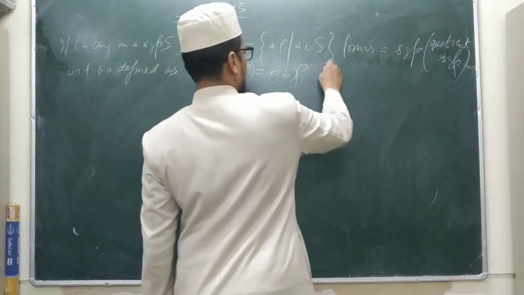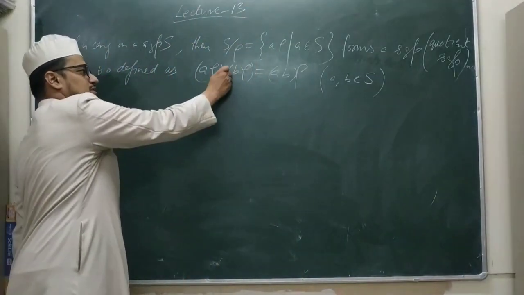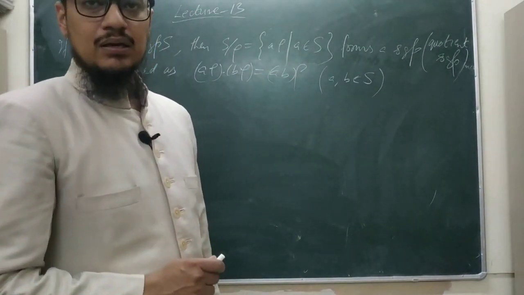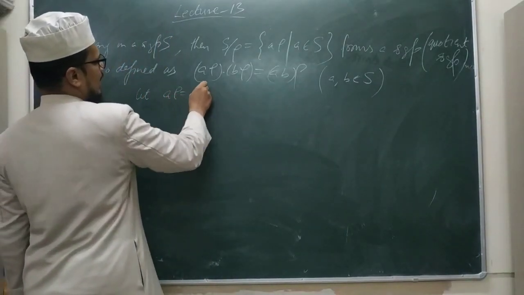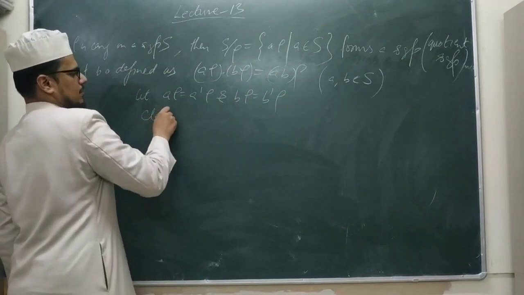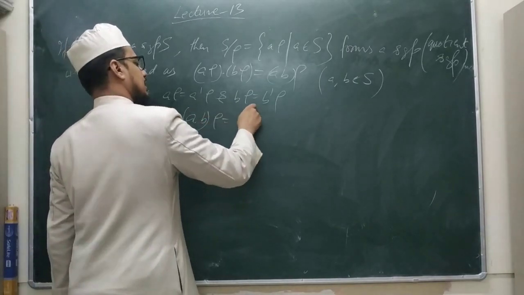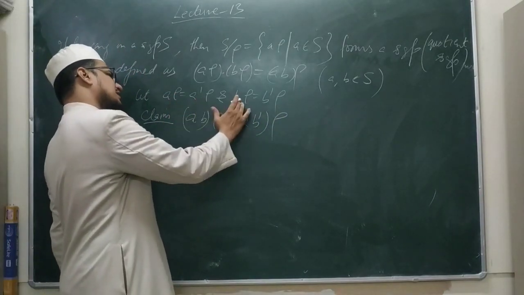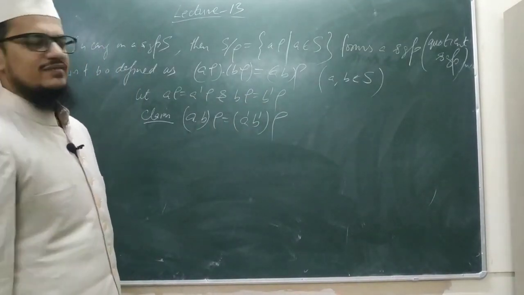Correct? Here a, b belong to S, where rho is a congruence. So if we define the operation like this, (a rho)(b rho) = (ab) rho, first we will check that this operation is well defined. How do we check that this binary operation is well defined? You assume that a rho = a' rho and b rho = b' rho. What is our claim? The claim is that (ab) rho = (a'b') rho. If a rho = a' rho and b rho = b' rho imply (ab) rho = (a'b') rho, it means that this binary operation is well defined. So we have to prove this.